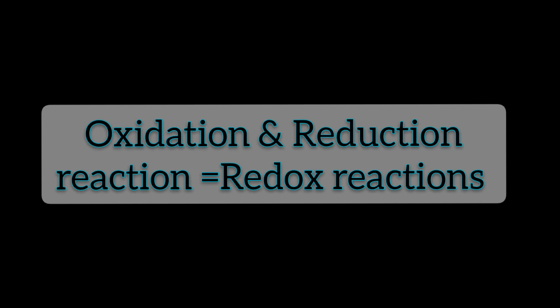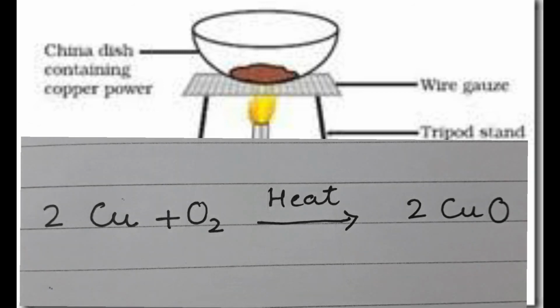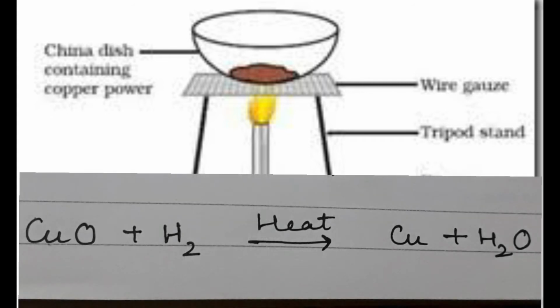Let's take an example of an activity. Heat a china dish containing 1 gram copper powder. The surface of brown copper powder turns black because oxygen in air reacts with copper and copper oxide is formed. Now hydrogen gas is passed over the copper oxide and the black surface turns brown because the reverse reaction takes place and the copper is obtained.